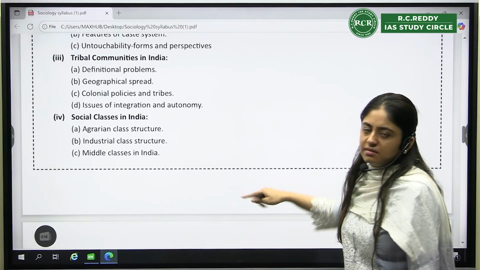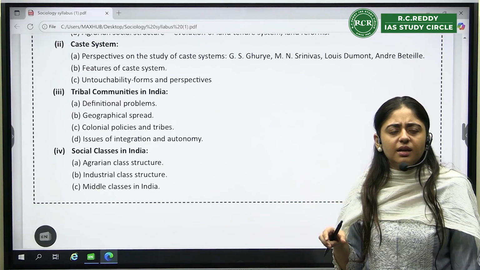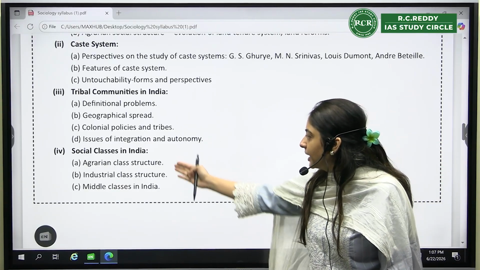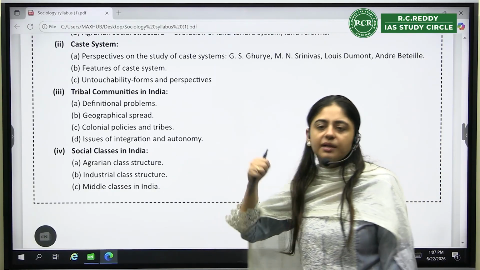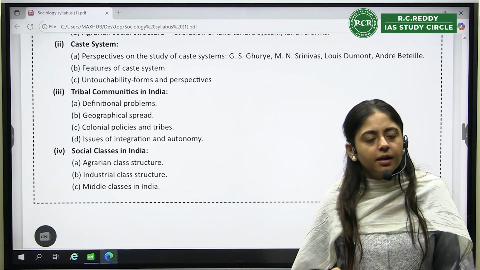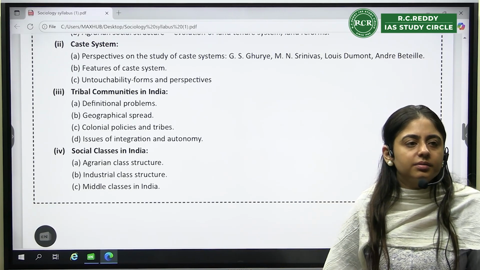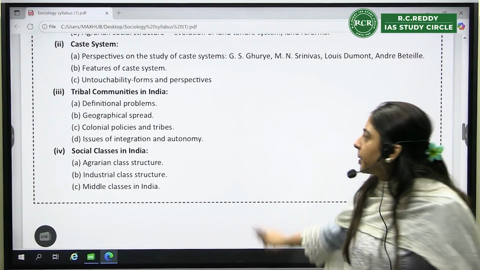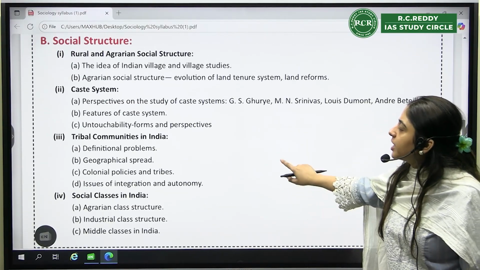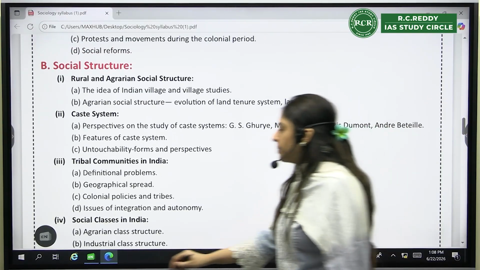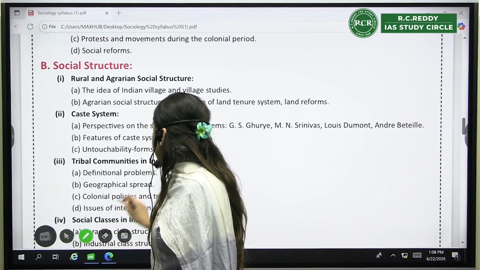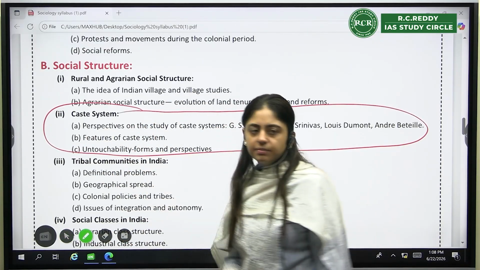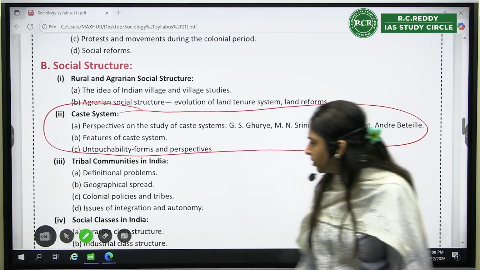And this is less content specific, right? There will be not much to read about things. Say, for example, this whole topic, agrarian class structure, industrial class structure, and middle classes in India. This is a very simple topic, right? You don't have to do much detail here. Paper 2 has very short topics, the most important chapters from where questions come. Is this caste system, right? We'll discuss tomorrow also.